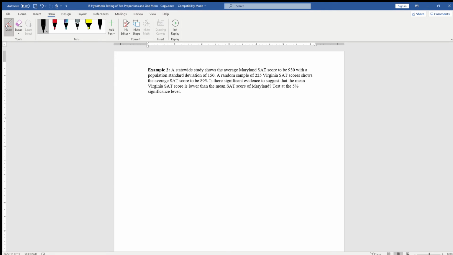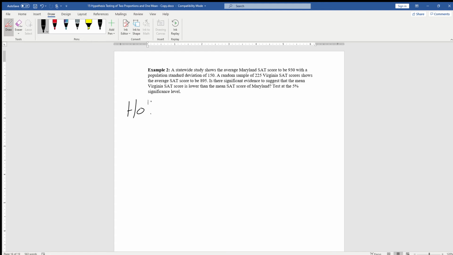A statewide study shows that the average Maryland SAT score was 930, with a population standard deviation of 150. A random sample of 225 Virginia SAT scores shows that the average SAT score was 895. Is there evidence to suggest that the mean Virginia SAT score is lower than the mean SAT score in Maryland? We're going to test at the 5% significance level.